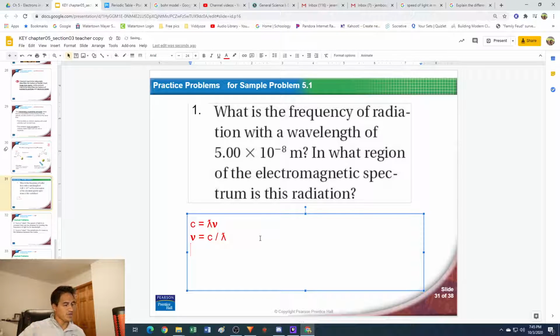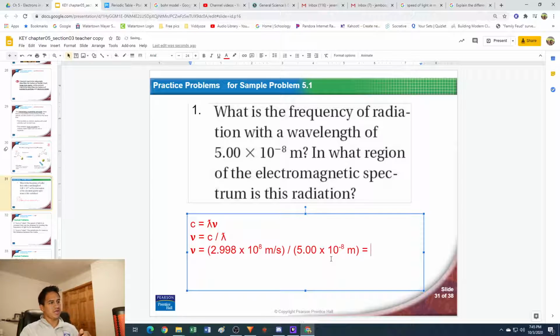So we're trying to solve for frequency. Frequency is equal to speed of light, which is 3.0 times 10 to the 8th meters per second. I think in the chapter it was 2.998, so we'll use what's in the chapter, but it's the same thing. So 2.998 times 10 to the 8th meters per second divided by wavelength, which they're giving to us in the problem, which is 5.00 times 10 to the negative 8th meters.